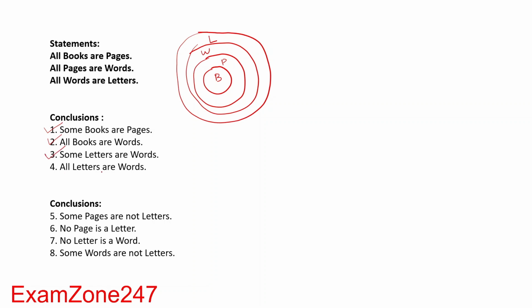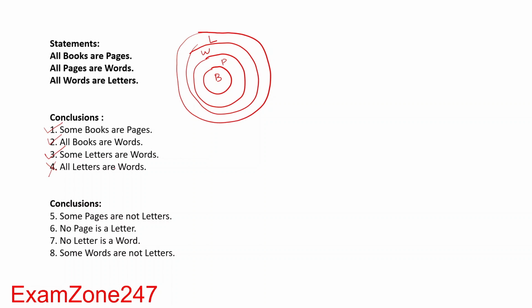Now see, all letters are words. Are all letters words? No. There are these possible units which are not words. So this statement is not true. As per our given diagram, this statement is not true.